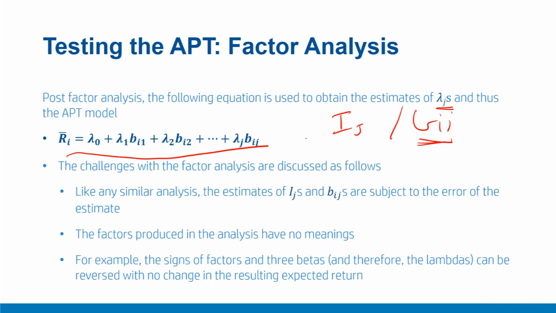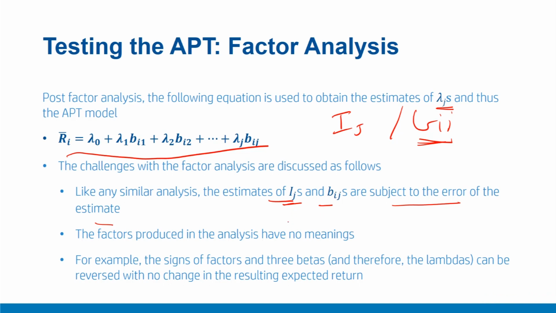However, this analysis also involves certain challenges, as we can see here. First and foremost, the estimates of IJs and BIJs that are provided by factor analysis are subject to the error of estimate, which is a part of any statistical analysis of this kind. Moreover, APT does not provide any universal theory of these factors, and therefore the factors produced here, these IJs, do not have any special macroeconomic meaning.